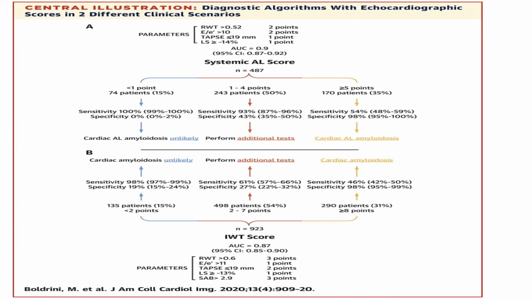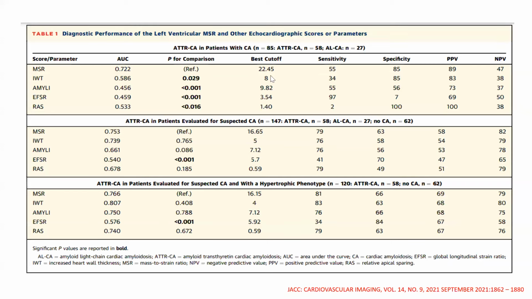So relative thickness more than 0.6, different more than 0.5, which takes 3 points. And E to A prime more than 11, TAPSE lesser than 19, GLS more than minus 13, and the apex to base GLS ratio more than 2.9, which takes the score. It's so important in the real score.